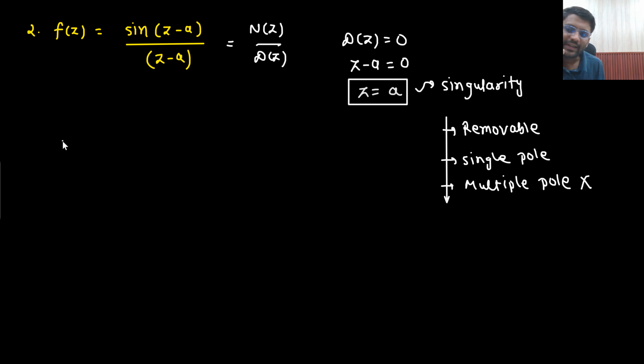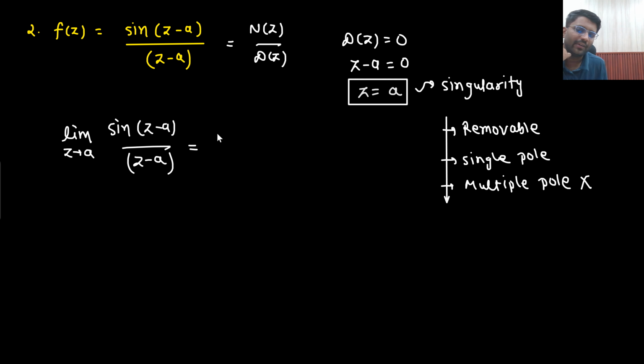So what I need to do is find the limit as z tends to a of sin(z minus a) upon z minus a. What do I see? I hope you know it, right? It will become 0 by 0 form. And if it is becoming 0 by 0 form, what does that mean? That means you can apply the L'Hopital rule.